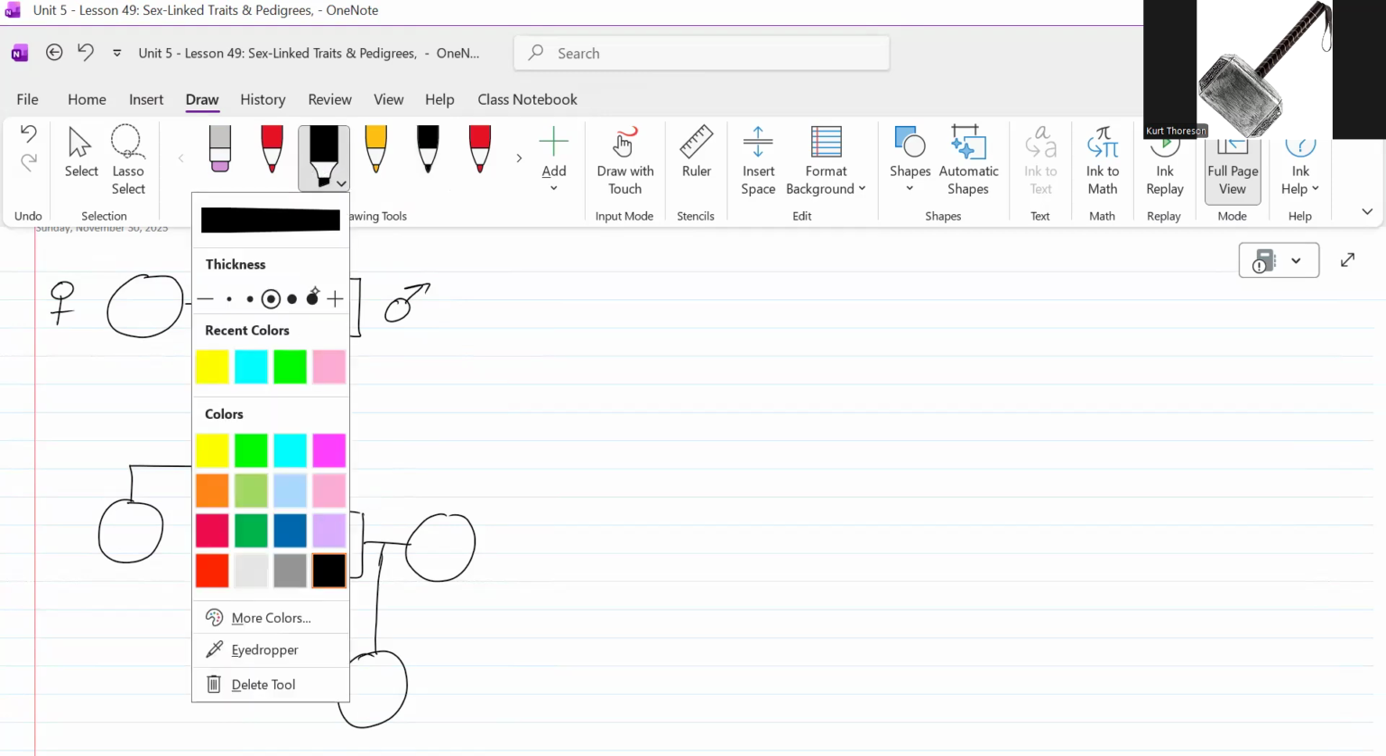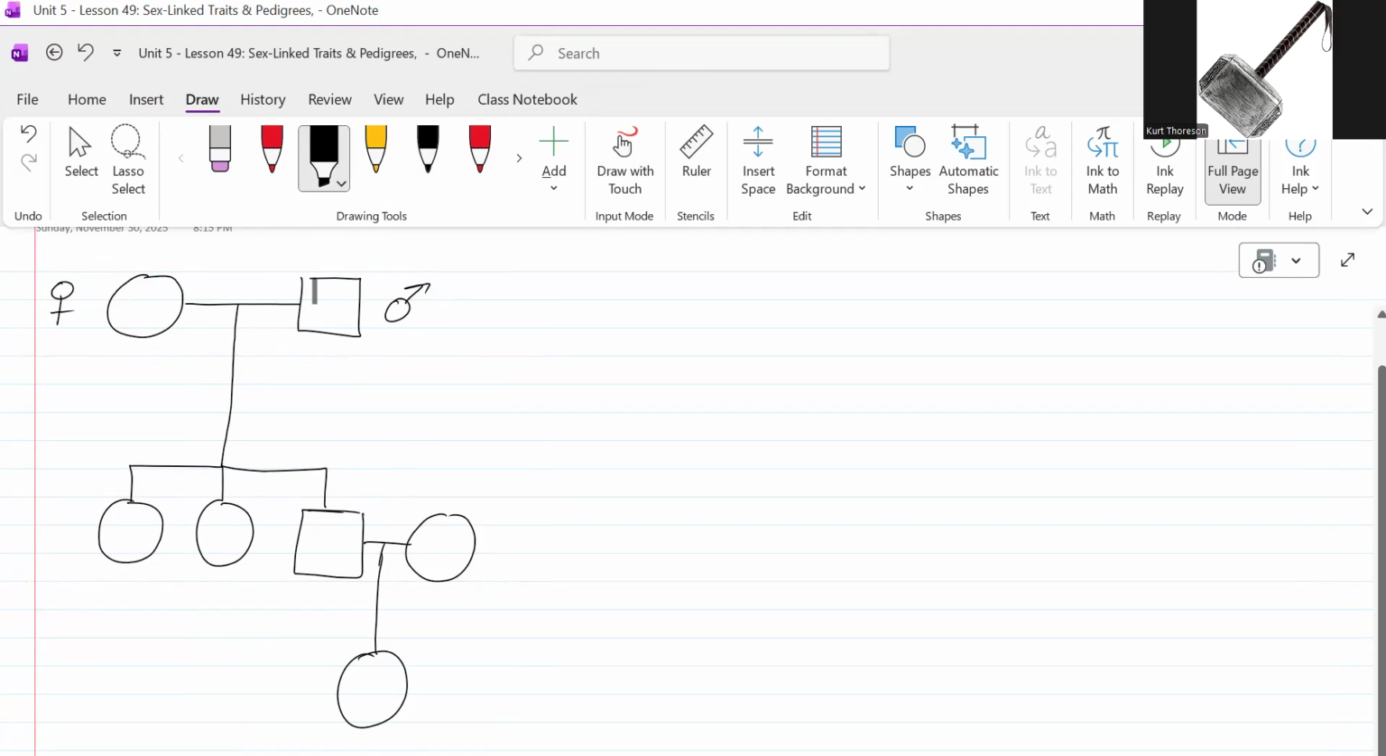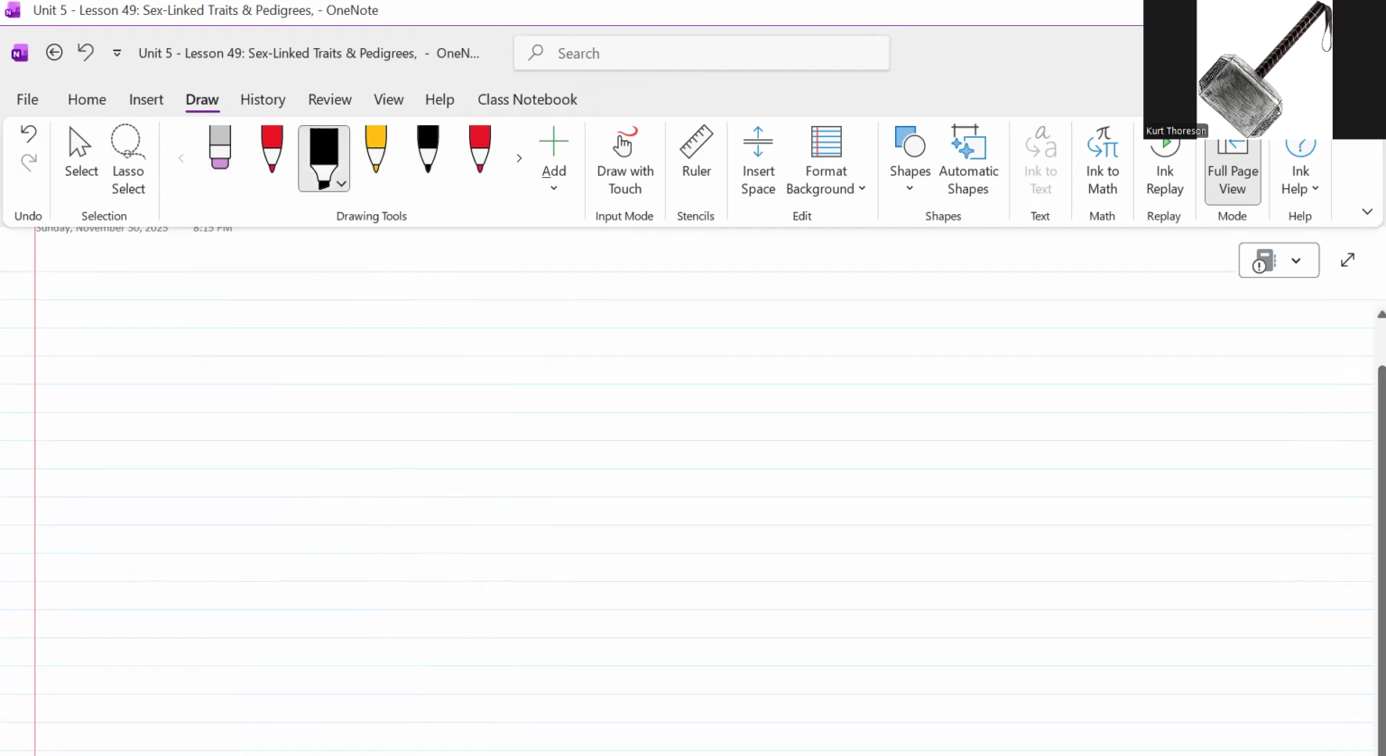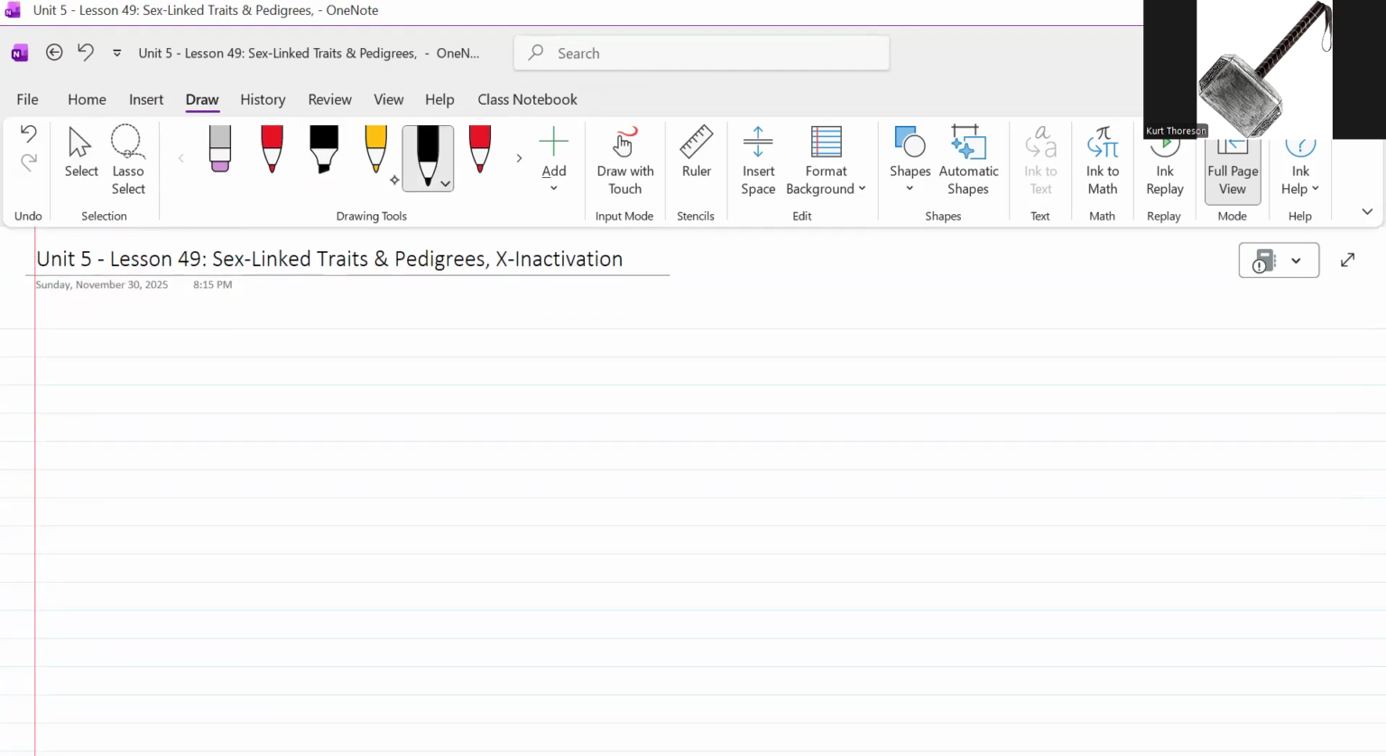Now, if you have an individual that is shaded in, this means that they are affected by a trait. And you would have to learn, is the trait dominant or is it recessive? If you want further information on how to determine if a trait is dominant or recessive, I would invite you to refer back to the lesson on pedigrees. It's in this playlist on YouTube for Unit 5. Okay, now that's just some of the ground rules when it comes to pedigrees. Let's get into how it applies when it comes to sex-linked traits.